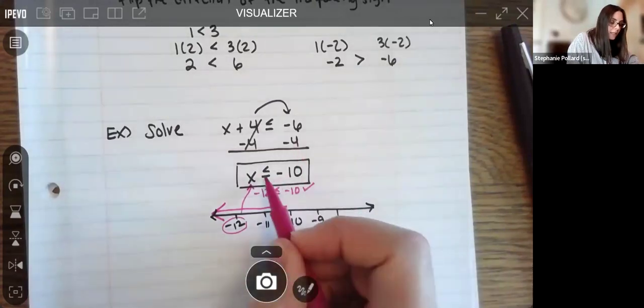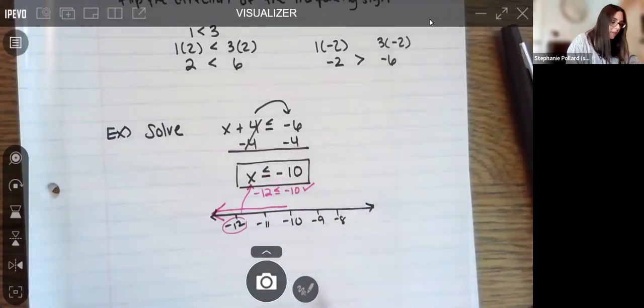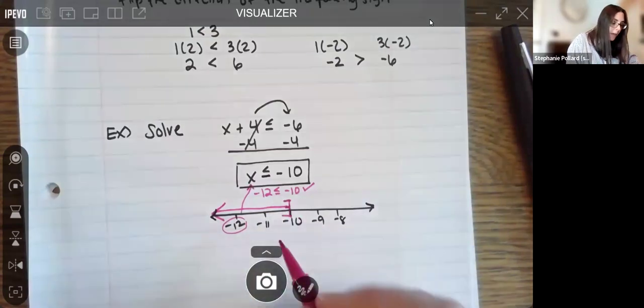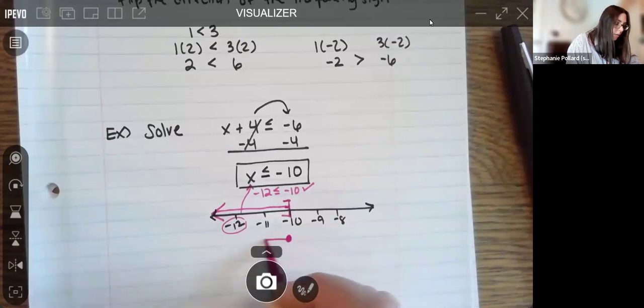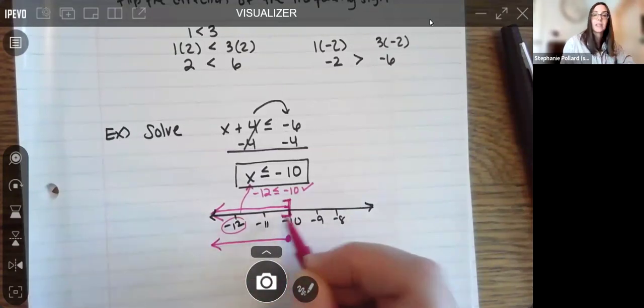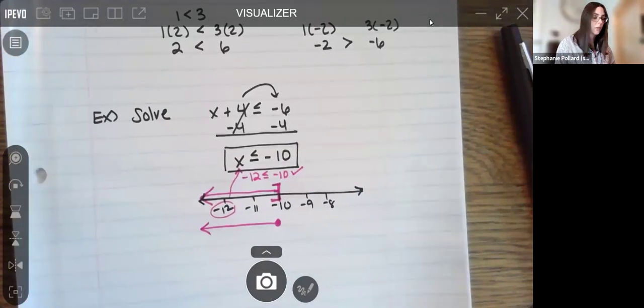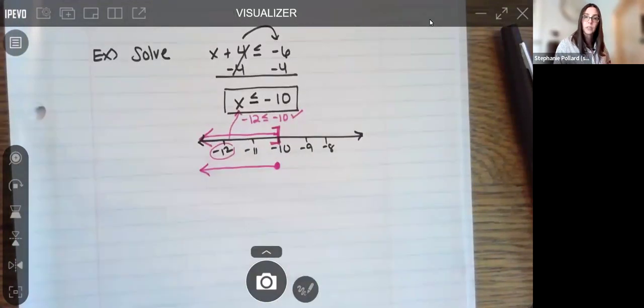I also see that there is an equal sign here. So at the end of the negative 10, I'm going to actually use a bracket instead. You may have learned this with a closed circle. Again, we tend to use more brackets and parentheses in upper mathematics, but it's the same idea as having a closed circle there. So that is what my graph would look like.